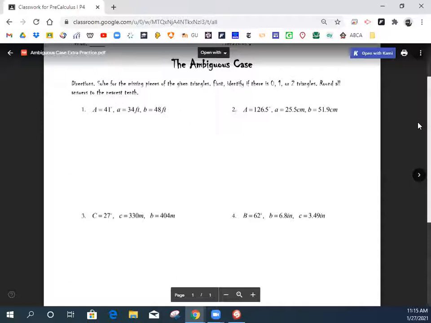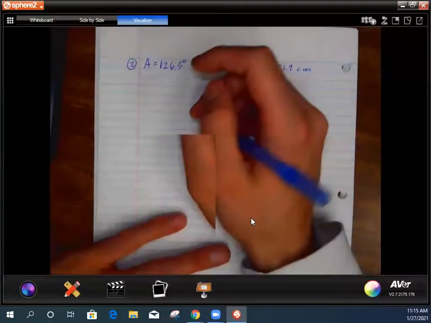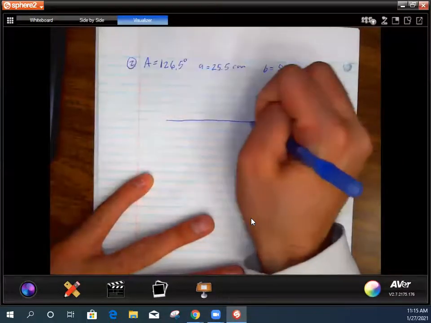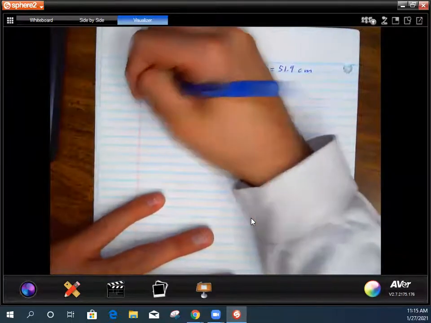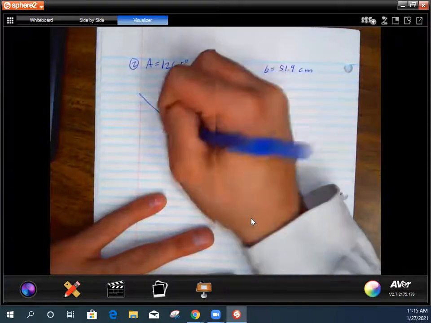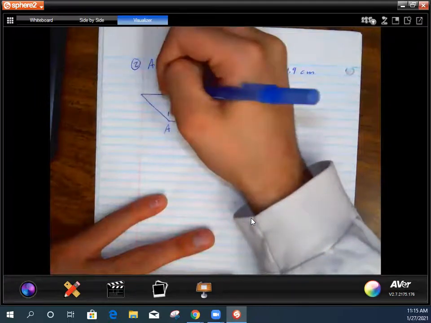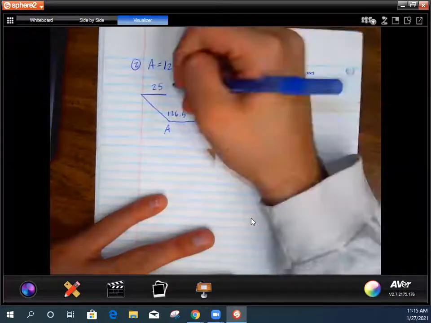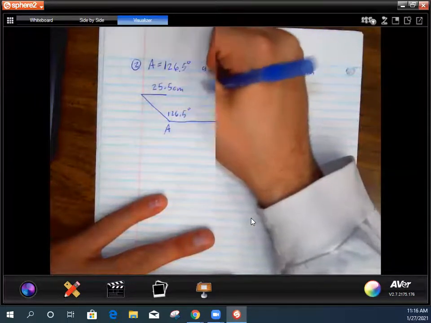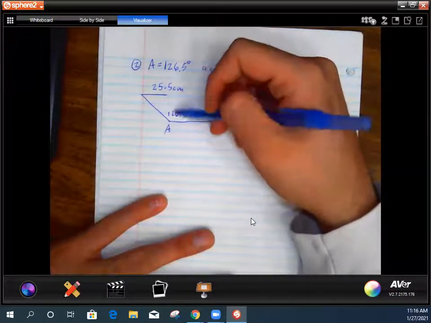All right, so I'm going to draw this picture. And I'll do it the same way every time. I'll put my side that I don't know across the bottom of the page. And now I'll make this angle 126.5 degrees. That would be angle A. All right, which means that this would be side A. This would be 25.5 centimeters, because if this did make a triangle, that would be the side across from it.